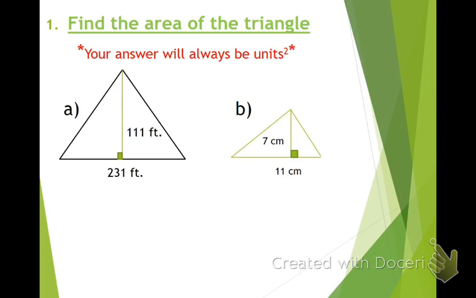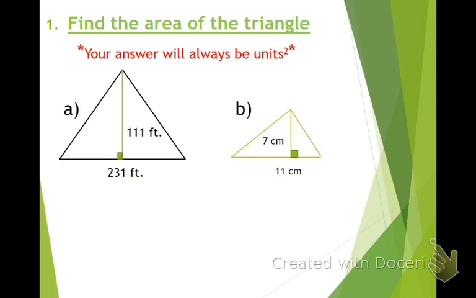For these next couple ones, we're going to be finding the area of the triangle. Just remember your answer every time you're finding area. It doesn't matter what the shape is, whether it's a parallelogram, a triangle, a trapezoid, a circle, whatever it is. Whenever you're finding the area, your units will always be units squared. So instead of just plain old feet, you would say feet squared. Instead of saying centimeters, you would say what? Centimeters squared, okay?